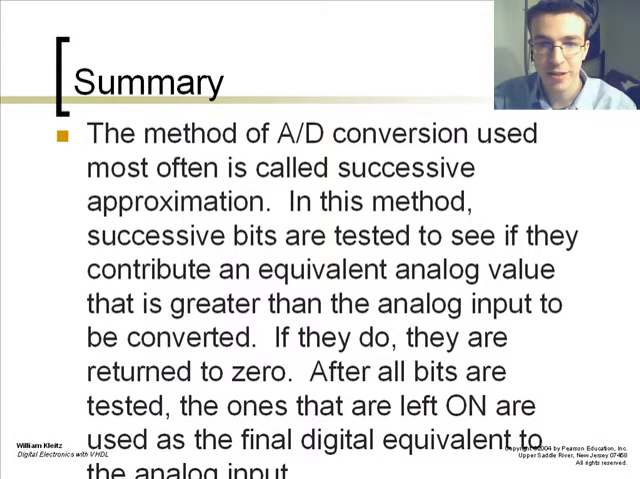The method of A to D conversion used most often is called successive approximation. In this method, successive bits are tested to see if they contribute an equivalent analog value that is greater than the analog input to be converted. If they do, they are returned to 0. After all bits are tested, the ones that are left on are used as the final digital equivalent to the analog input.